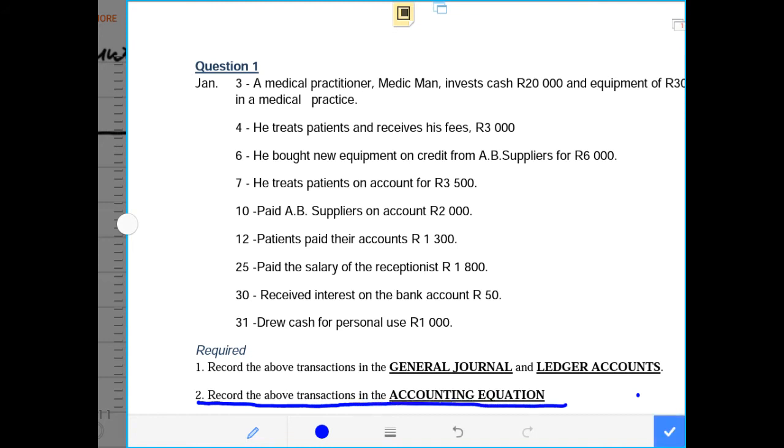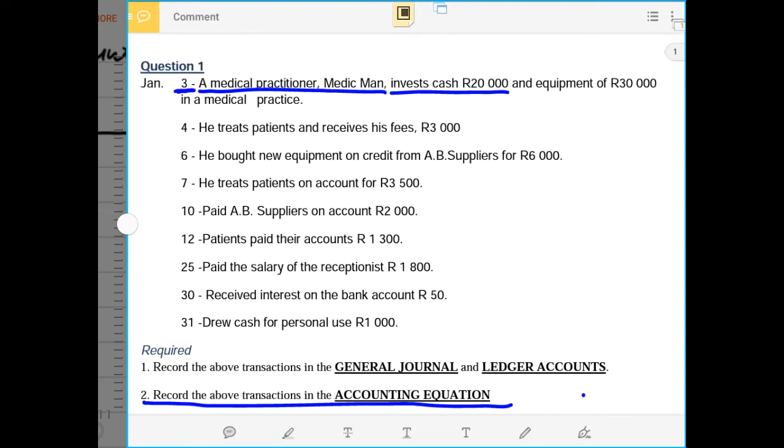So now we are on the second requirement, which is to record all the above transactions in the accounting equation. Then now when we do this, we start with the first one, and the first entry said that on the 3rd of the month of January, a medical practitioner, which is Medicman, invest a cash of 20,000 rands into the business and equipment to the value of 30,000 rands into the business.